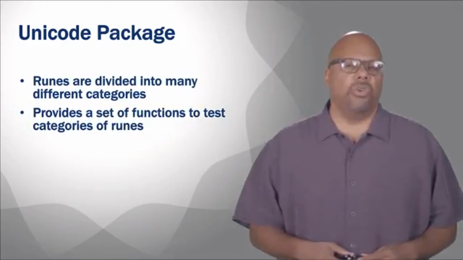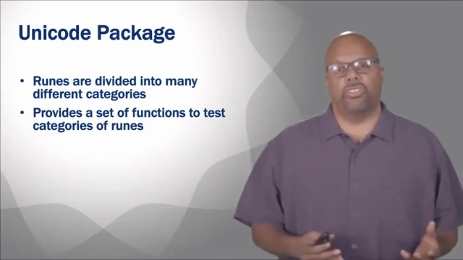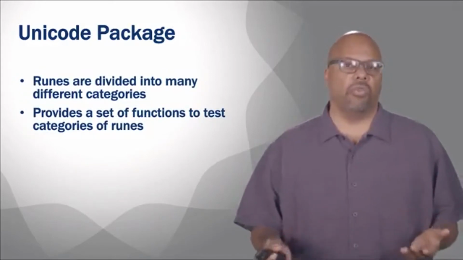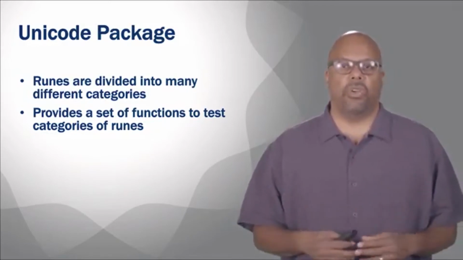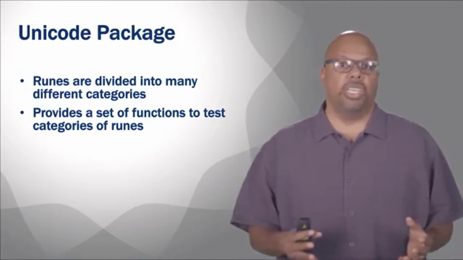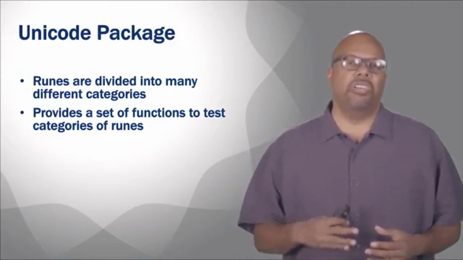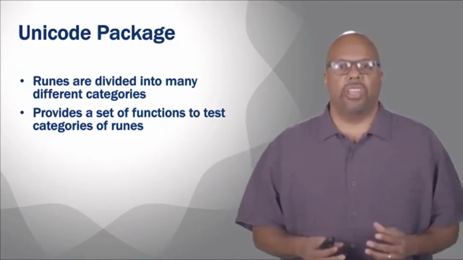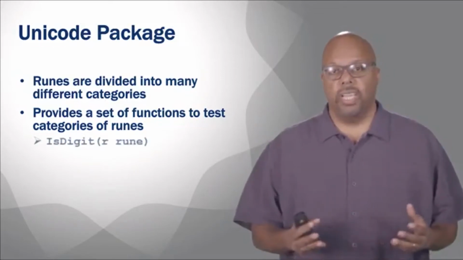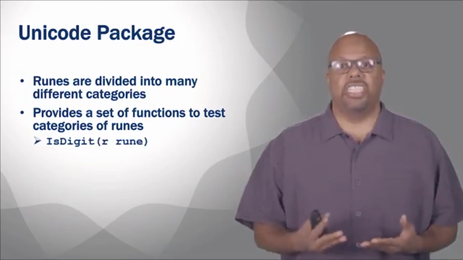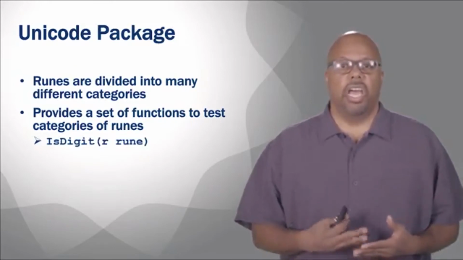It's useful if you've ever done parsing. You want to parse some string right out of a file, or maybe somebody typed it in directly as user input, and you want to evaluate that string. When you're doing parsing, you need functions like these. There is a long set of functions that the Unicode package provides to evaluate the runes. Some of them here are IsDigit, which tells you if the rune is a numerical digit.